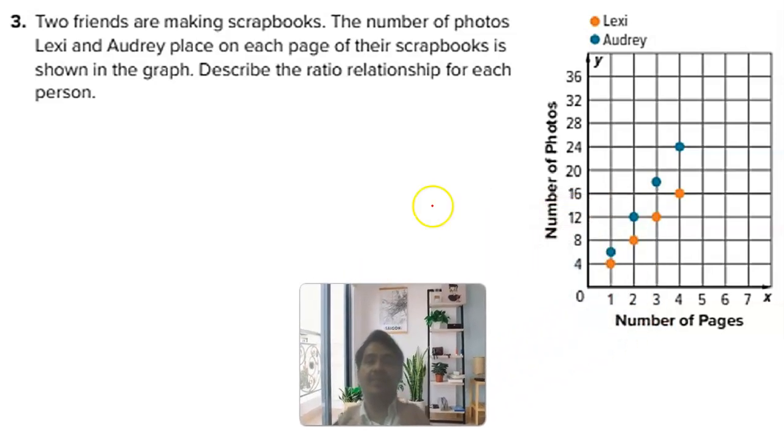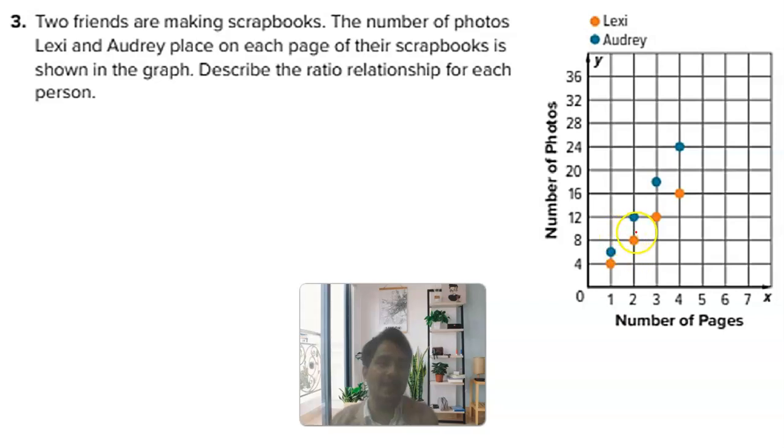Ratio with a graph. Two friends are making scrapbooks. The number of photos Lexi and Audrey place on each page of their scrapbook is shown in the graph. Lexi and Audrey. You see they have given some colors also for Lexi and Audrey. Describe the ratio relationship for each person.